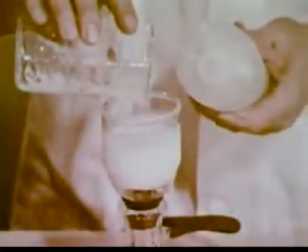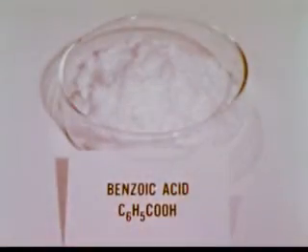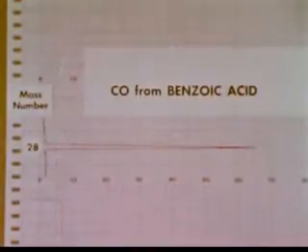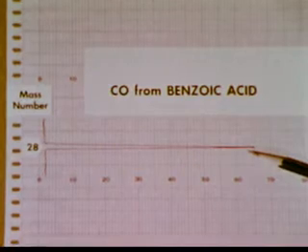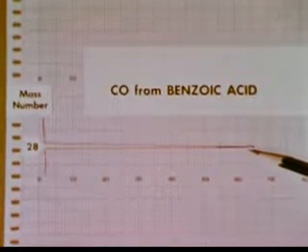What about the benzoic acid? Well, it's washed and filtered, then dried before being converted to carbon monoxide and run in the spectrometer. We find only a single peak and no detectable oxygen 18. The acid does not contain the labeled oxygen 18.